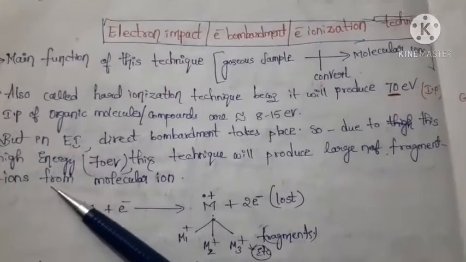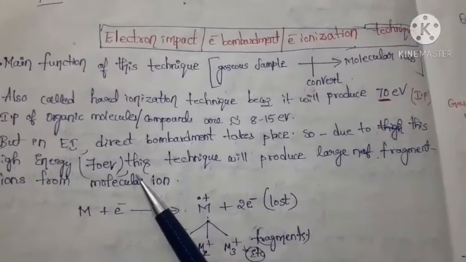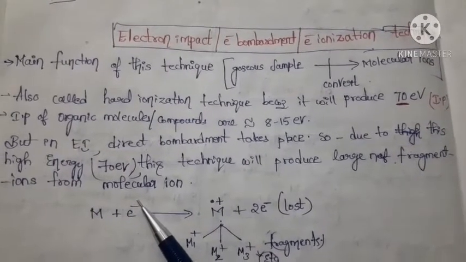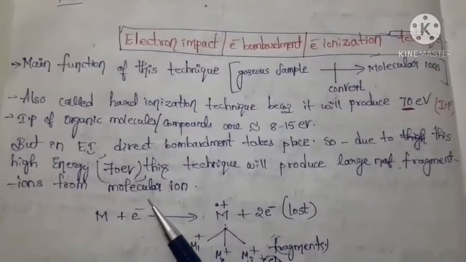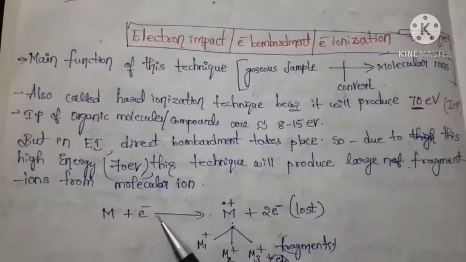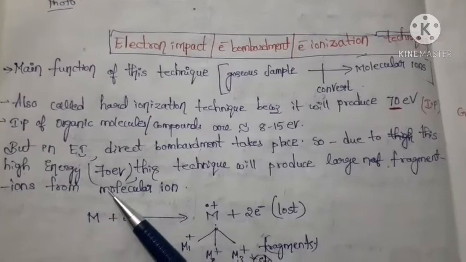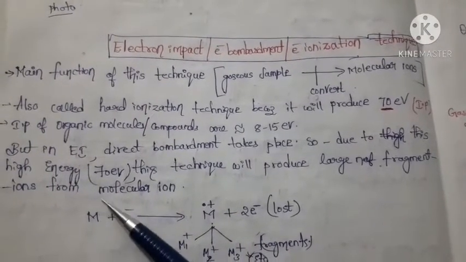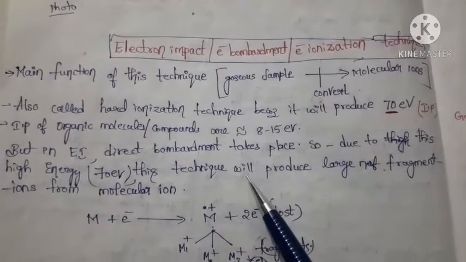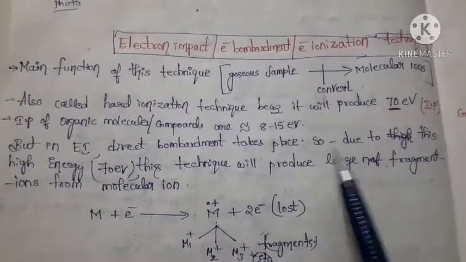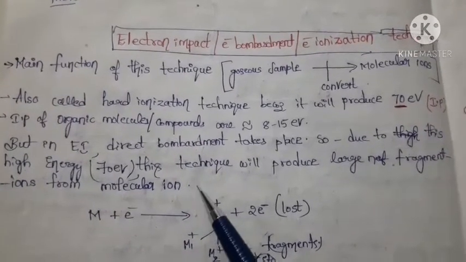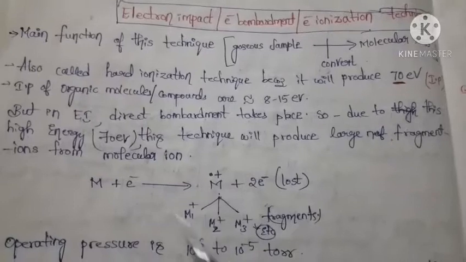As the energy requirement is more, fragmentation is also more, because we already discussed these points while discussing the differences between hard ionization techniques and soft ionization techniques. As high energy is involved, fragmentation is also high. Fragmentation being high means a large number of fragment ions are formed from the molecular ions or the parent ions. Let us try to observe this.